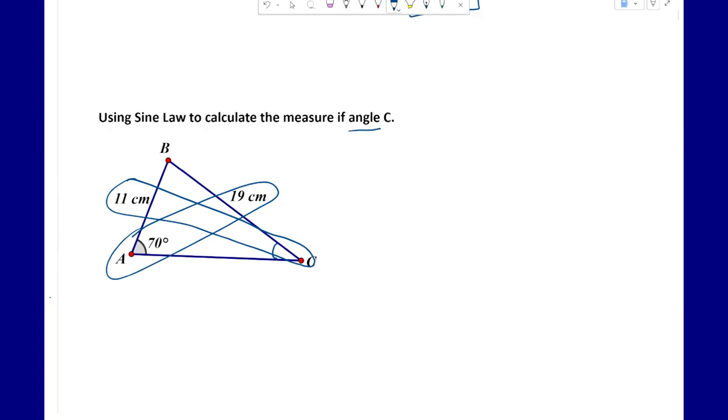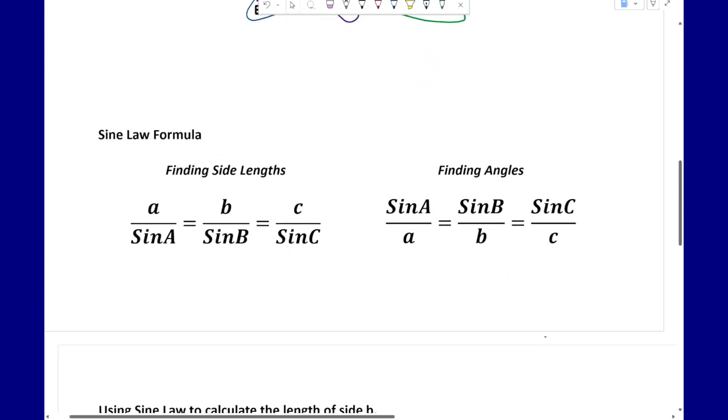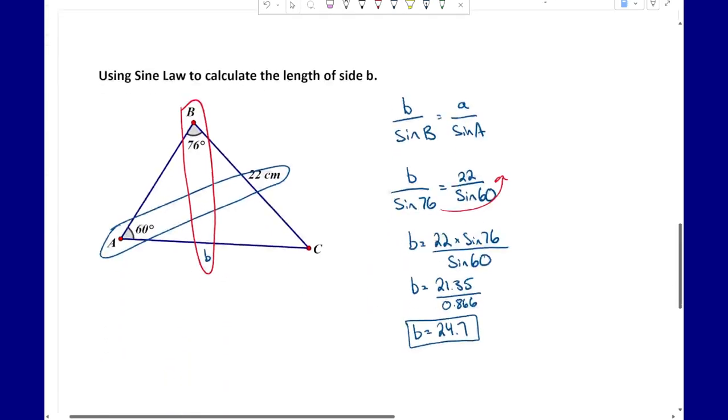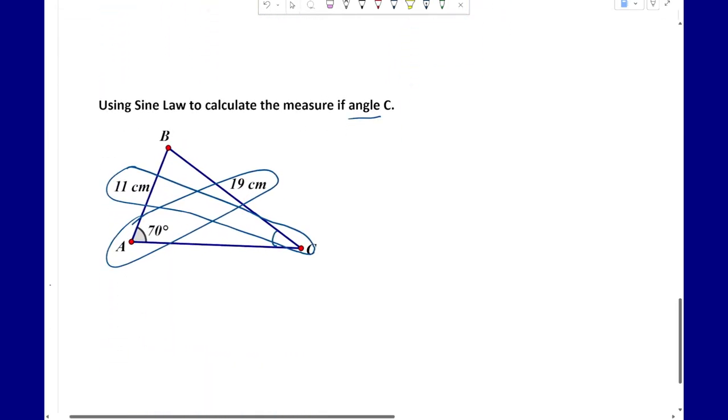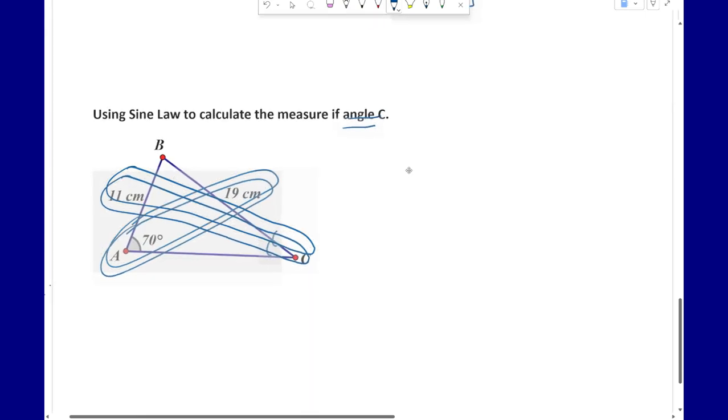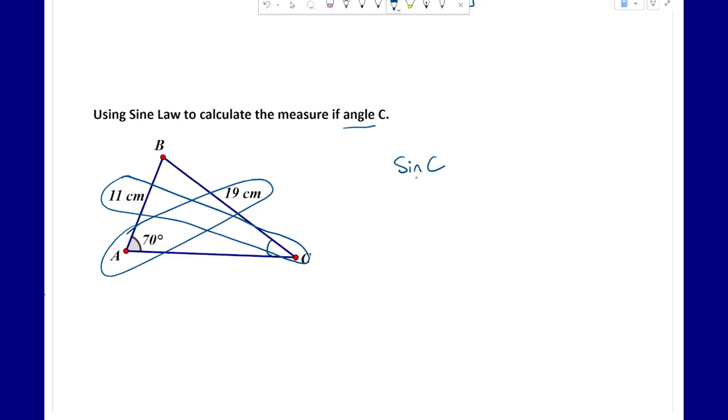Because we're asked to find an angle, I'm going to put my angles on top. If I go back and look at the formula for finding an angle, I can see that my angles are on top of the fractions. So we're looking for angle C, so I'm going to write sine C over little c equals, and I'm going to use A because that's the other pair we're dealing with. So sine A over little a.